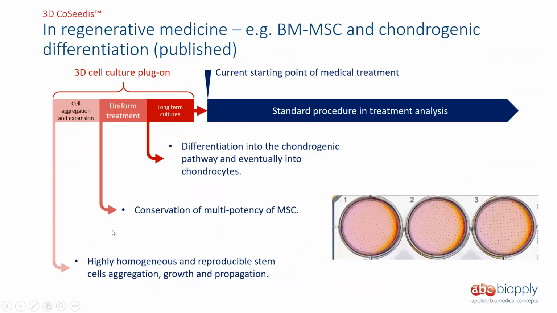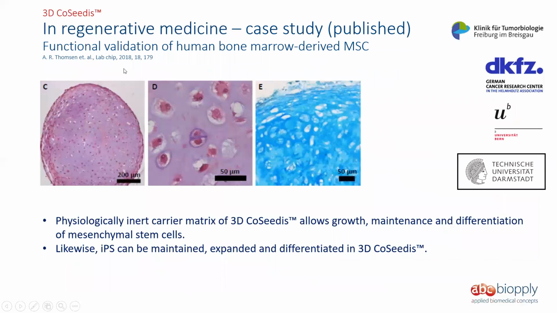Now, we also spent time on regenerative medicine, and there was some work done on the growth of bone marrow derived mesenchymal stem cells, which we plated in 3D CoSeedis to maintain and expand those cells, which works really nicely. Then the cells were transferred into media inducing chondrogenic differentiation. And as you can see here, all microspheres did differentiate into chondrocytes, producing very nice cartilage, as indicated in this magnification, where we see the cells nicely surrounded by cartilage, but also on this side where we stain hyaluronic.